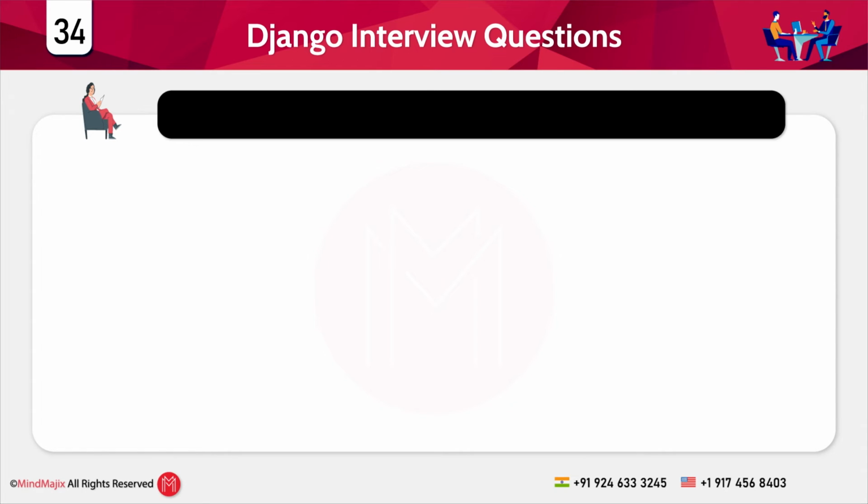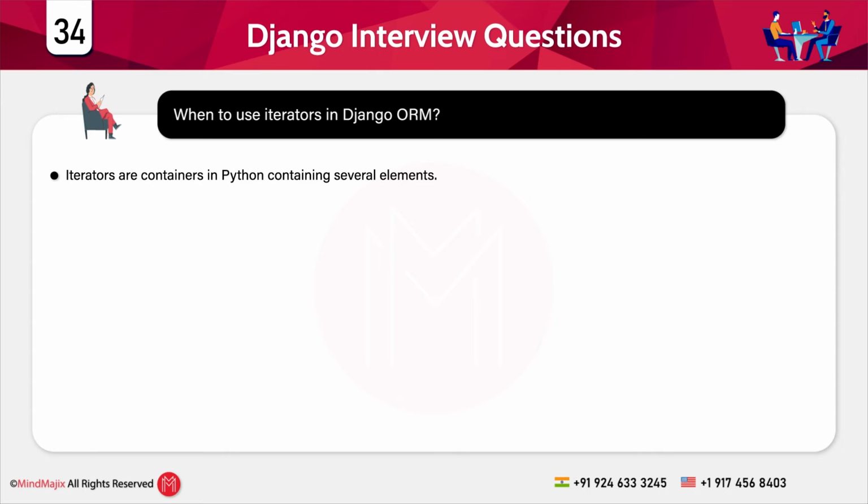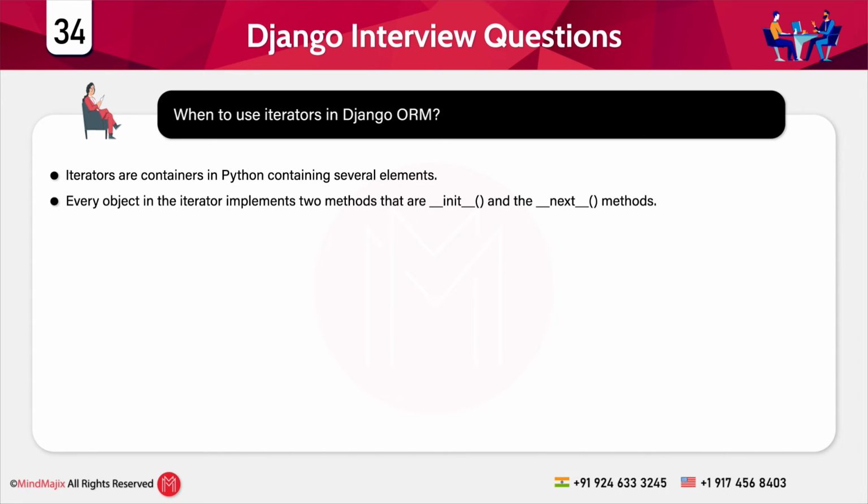The next question is, when to use iterators in Django ORM. So iterators are containers in Python containing several elements. So every object in the iterator implements two methods, that are the init and the next method. So in Django, the fair use of an iterator is when you process results that take up a large amount of memory. So for this, you can use the iterator method, which evaluates the queryset and returns the corresponding iterator over the results.